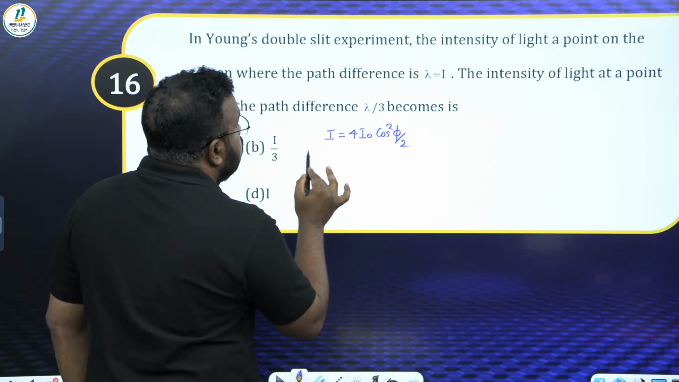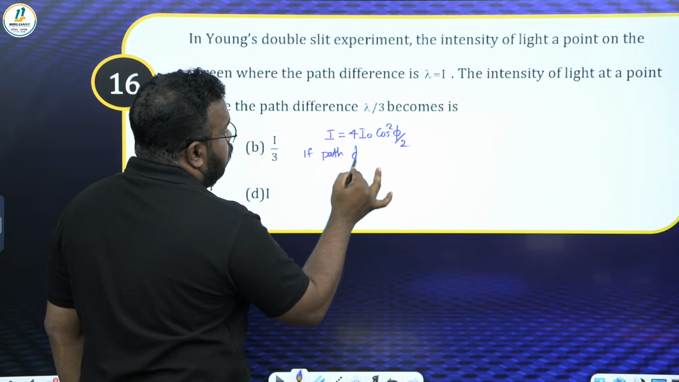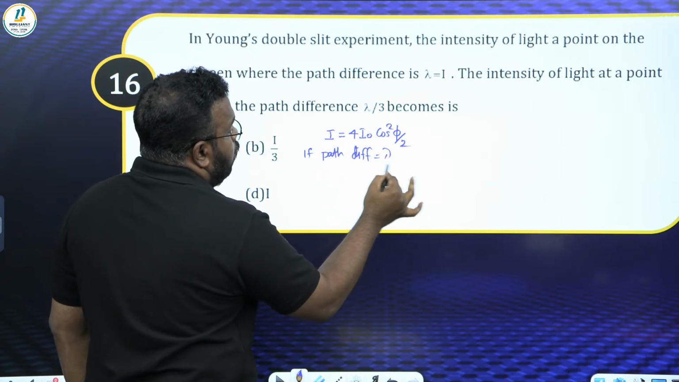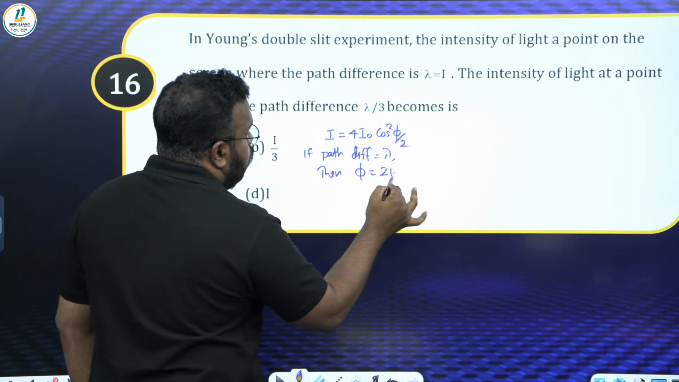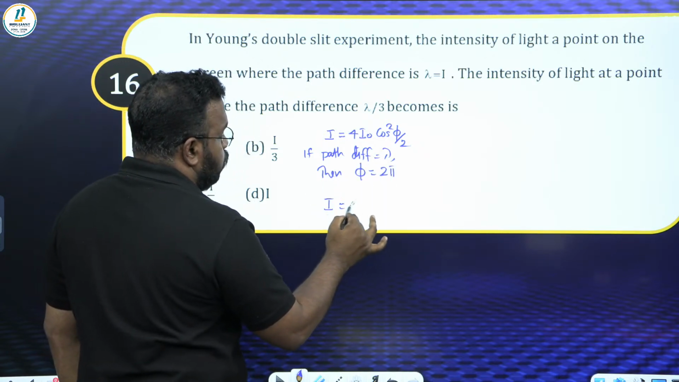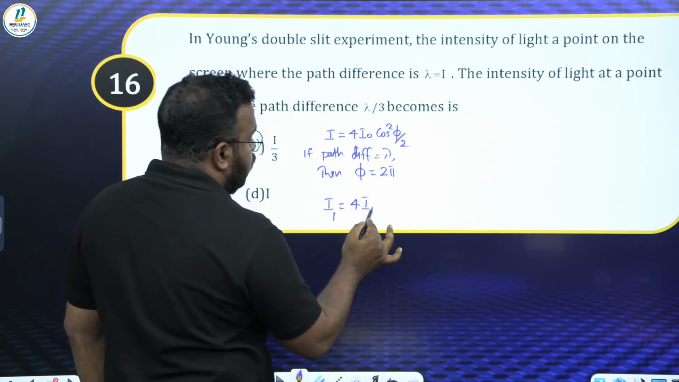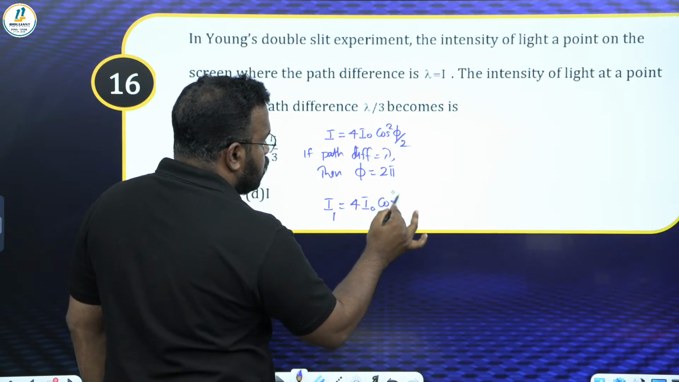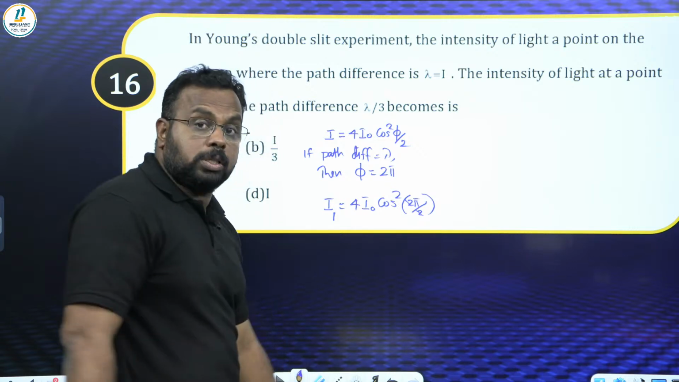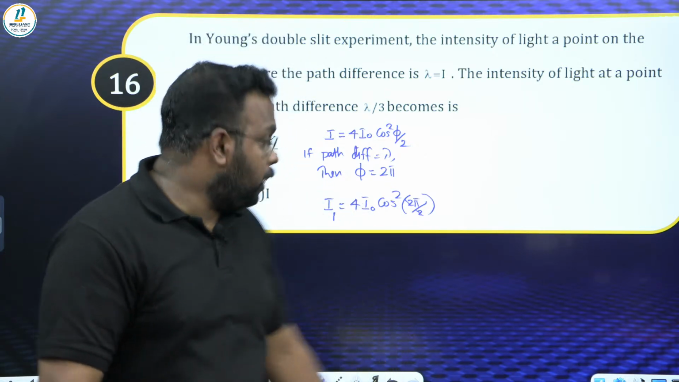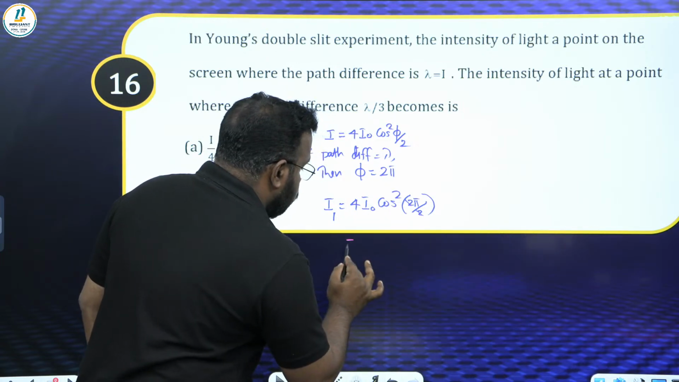Initially, what is the path difference? Lambda. If path difference is equal to lambda, what is the corresponding phase difference? You know that it is 2 pi. Then phi is equal to 2 pi. Then what will be the resultant intensity? I1 is equal to 4 I naught cos square 2 pi by 2. So this 2 cancelled. Cos square pi, cos 180 is minus 1, squaring we get 1.